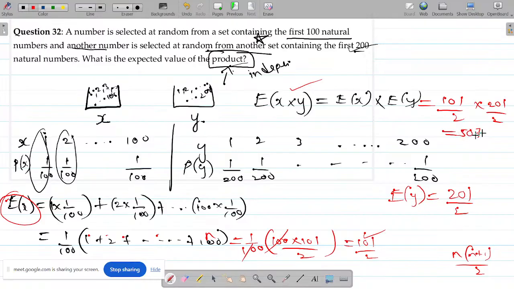5075.25. Okay. This is the answer. Please check whether you're getting the answer. Is it okay? If this is okay, can we go for problem number 33?